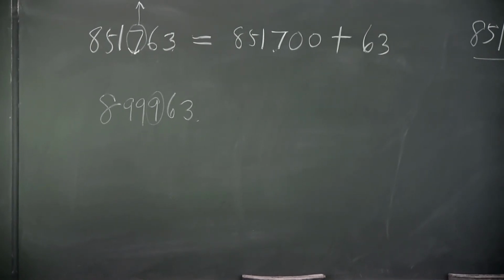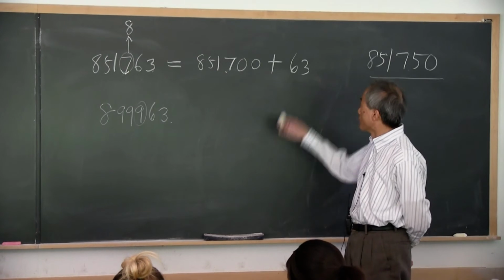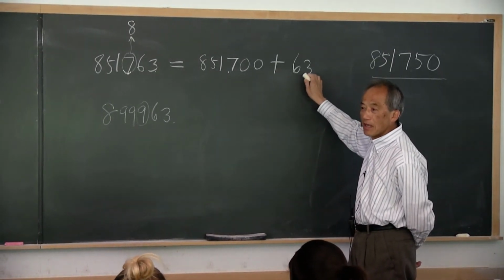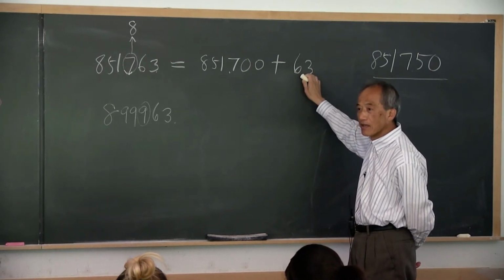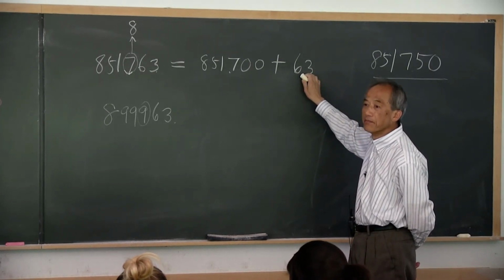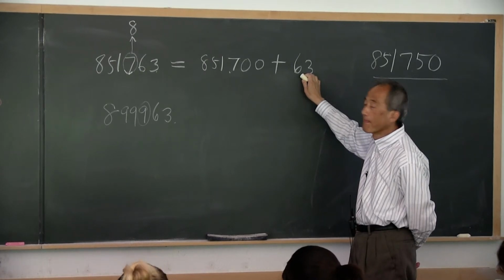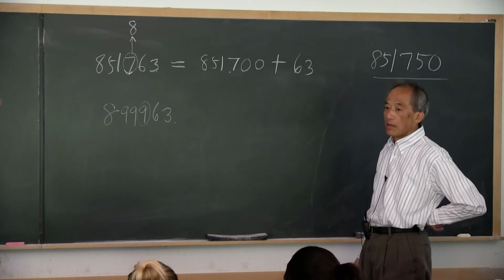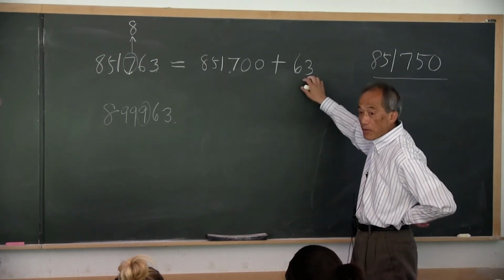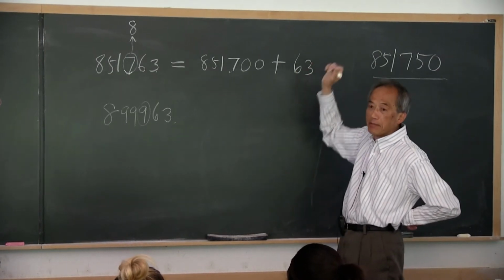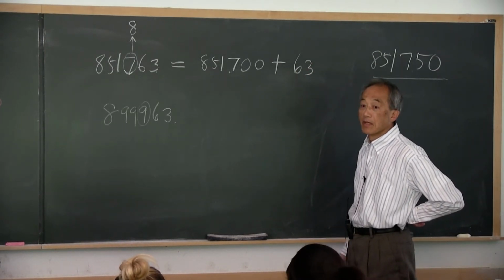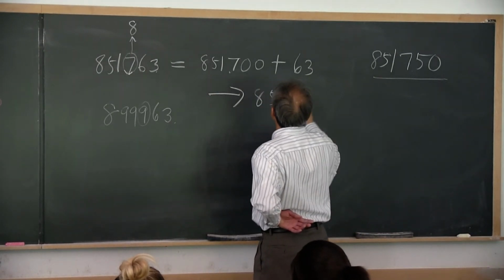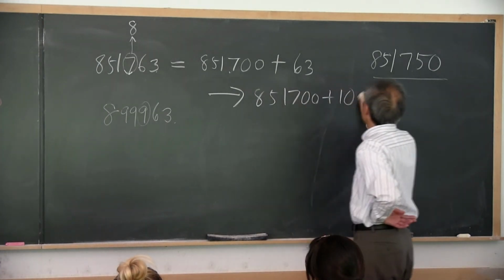The rounding will be done as follows. Then you have a 2-digit number. If the 2-digit number is less than 50, change it to 0. Okay? If the 2-digit number here is 50 or up, the number you're going to round it up to be 851,700 plus 100.